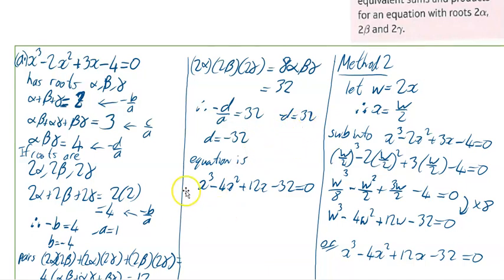So the equation, that's my a, x cubed term, my b, x squared term, my c, x term, and my d term. So when you put them all in, write in what your coefficients worked out to be, you'll have x cubed minus 4x squared plus 12x minus 32 equals 0.